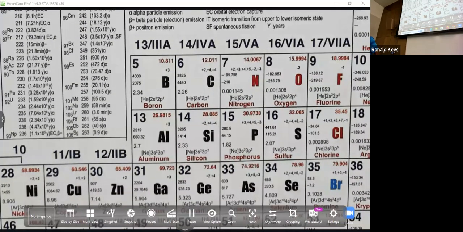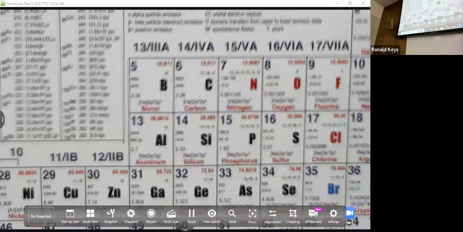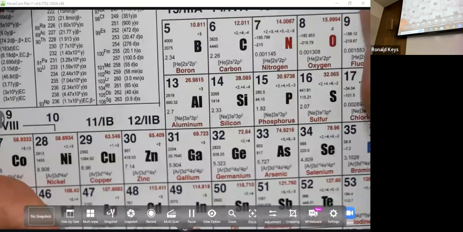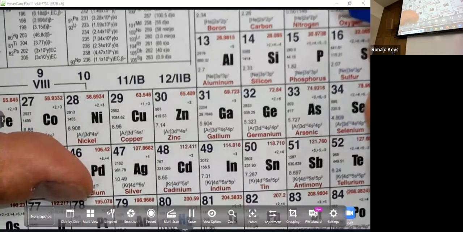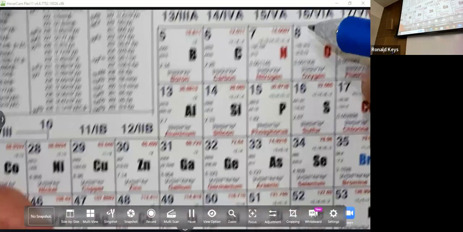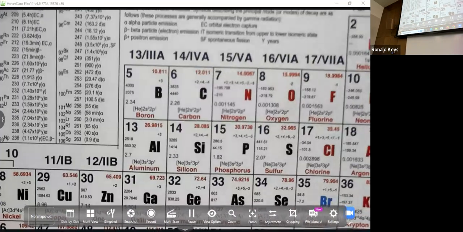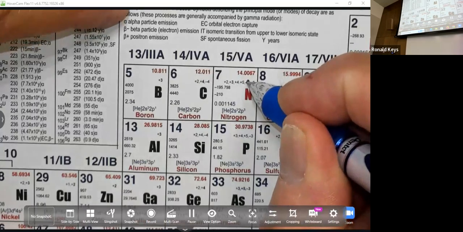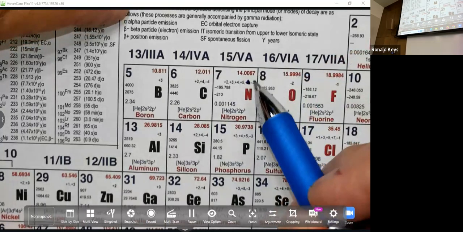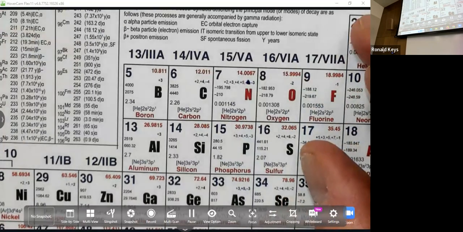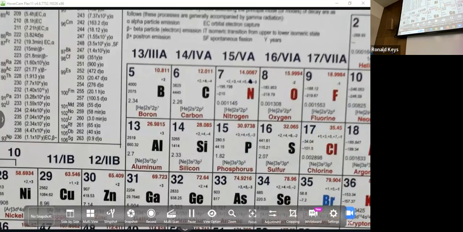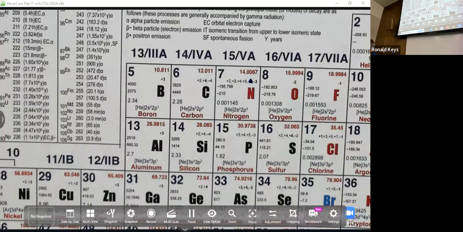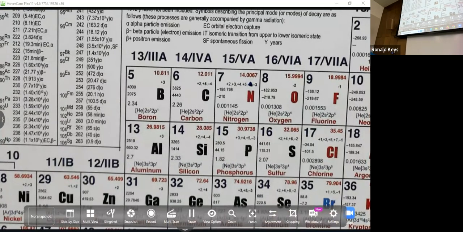All right, we'll get started here. So last time we met, this came up: nitrogen negative two. If you have this periodic table, depends on what table you have. I researched this a little bit. I don't know where this negative two comes from. On nitrogen, scribble that negative two out. I did a little research on that and I couldn't even find it. So we'll get rid of that negative two.